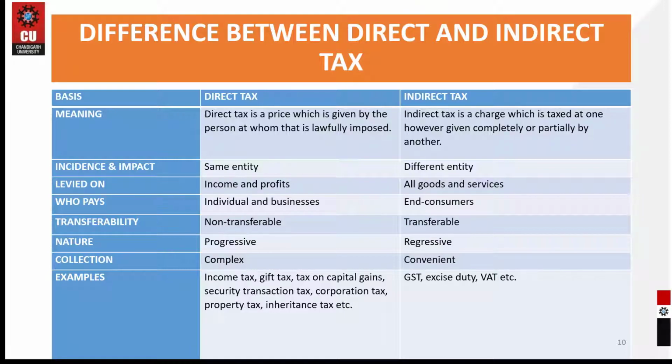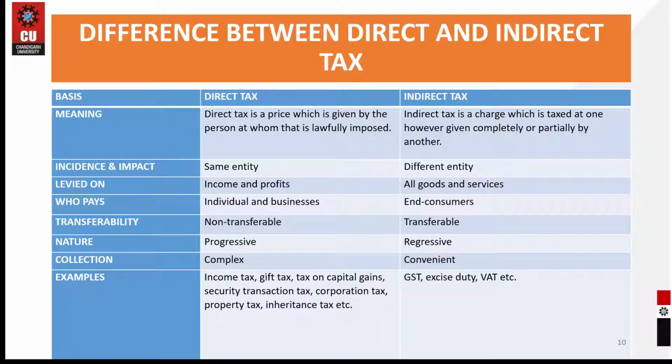Now let us talk about the transferability of direct and indirect tax. Direct tax is non-transferable. It means if direct tax is levied on me, as a person only I have to pay the direct tax. I cannot transfer the burden of direct tax from me to any other person. But indirect tax is transferable. If I am manufacturing any goods or services, I can sell them to someone else, so someone else has to pay that indirect tax. So direct tax is non-transferable, indirect tax is transferable.